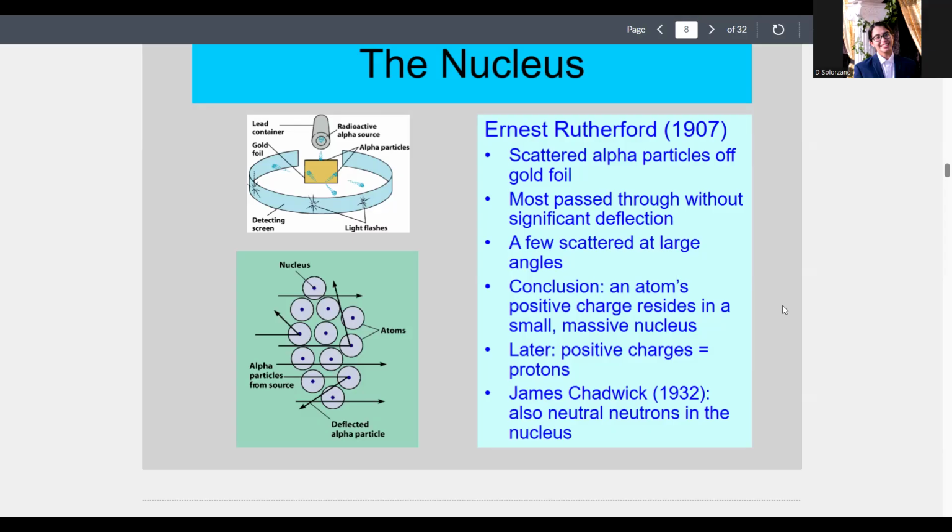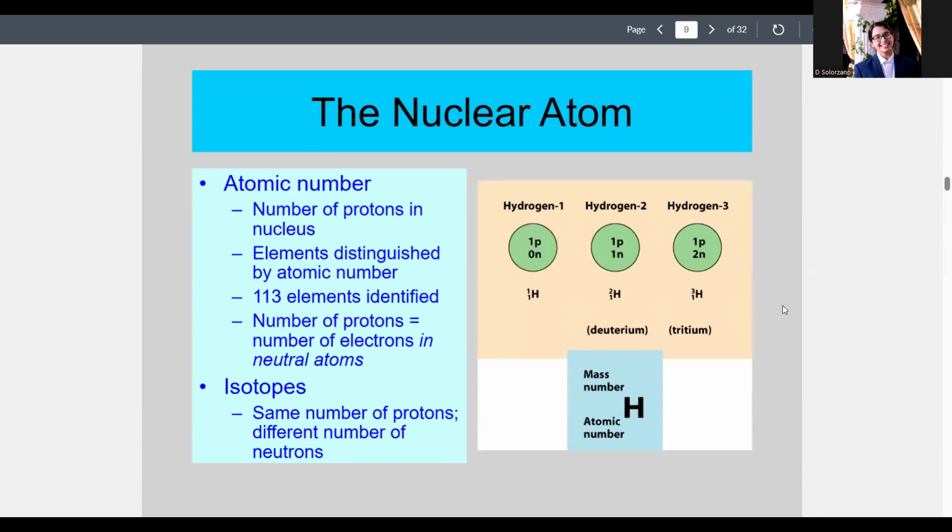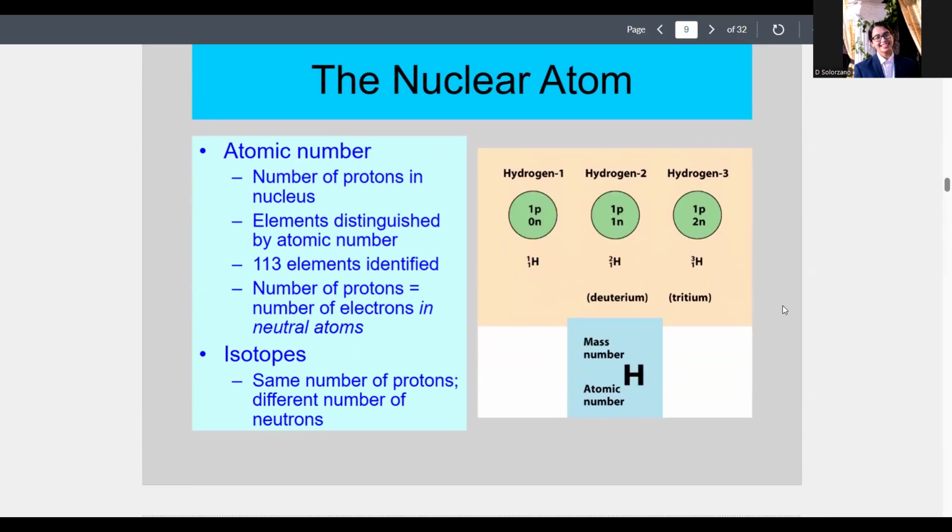These positive charges were called protons, and for a while we thought that the nucleus was made up purely of protons, but then James Chadwick proved that there are neutral items within the nucleus, which he called neutrons. That gives us our view of the atom, where we've got protons, neutrons, and electrons.